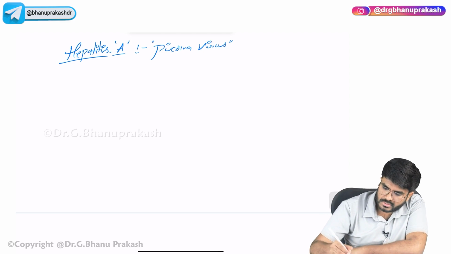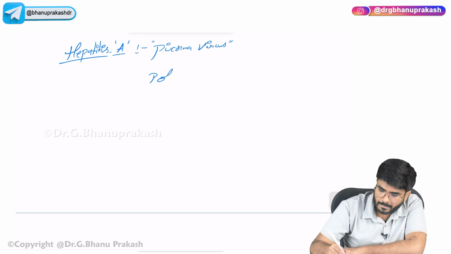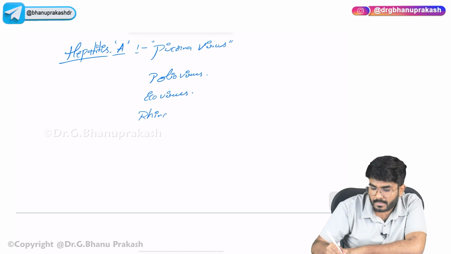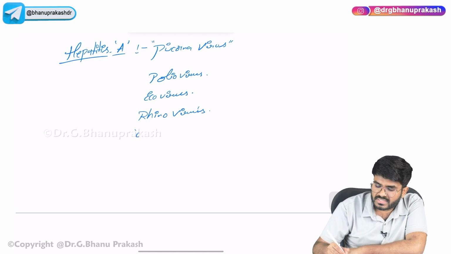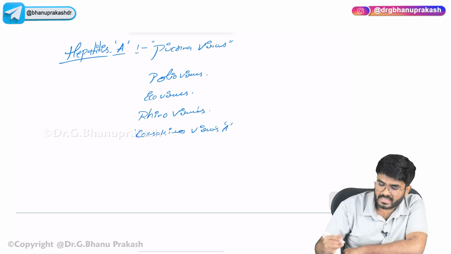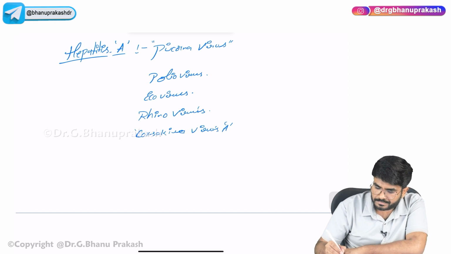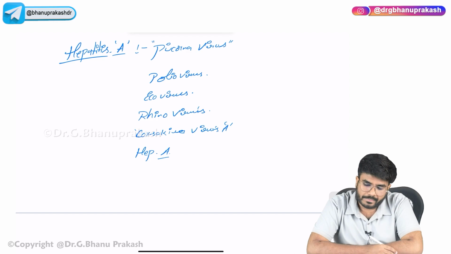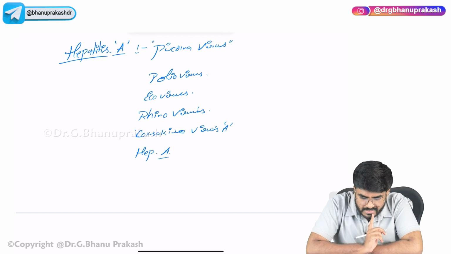So other viruses include poliovirus, echovirus, rhinovirus, not reovirus, rhinovirus, Coxsackie A virus, and lastly hepatitis A virus. So all these viruses belong to Picornaviridae: poliovirus, echovirus, rhinovirus, Coxsackie A virus, and hepatitis A virus.